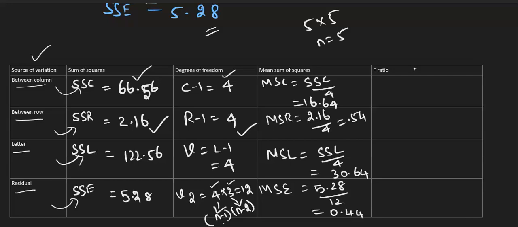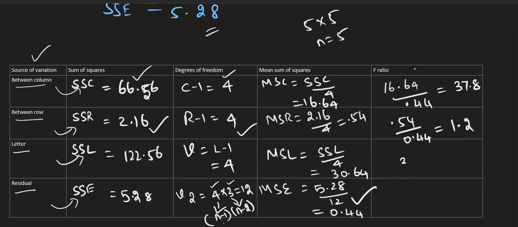So now you have to calculate the F ratio. So the first F ratio is 16.64 divided by 0.44. We are going to divide with this value. So your first F ratio is 37.8. Second F ratio is 0.54 divided by 0.44, which is 1.2. And third F ratio is 30.64 divided by 0.44, that is 69.63. Now you have to compare this with the table F value and conclude the result.